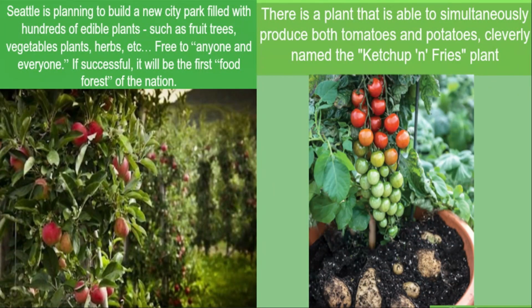Let us know a funny fact about plants. Seattle is planning to build a new city park filled with hundreds of edible plants such as fruit trees, vegetable plants, herbs, etc. Free to anyone and everyone. If successful, it will be the first food forest of the nation. One more fact: there is a plant that is able to simultaneously produce both tomatoes and potatoes, cleverly named ketchup and fries.